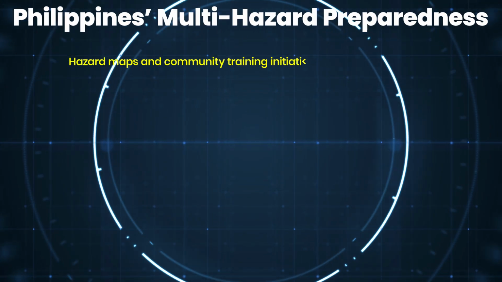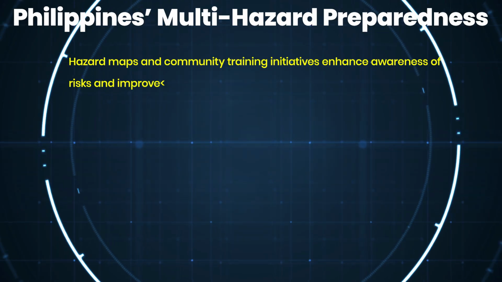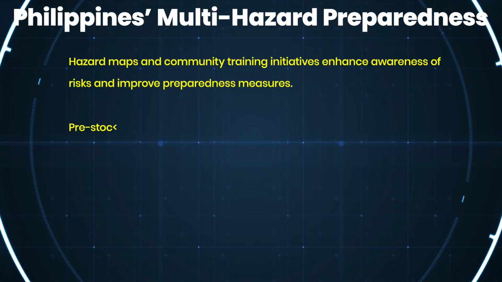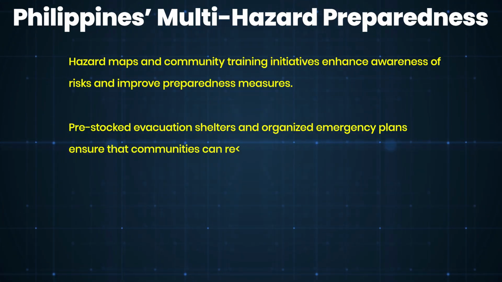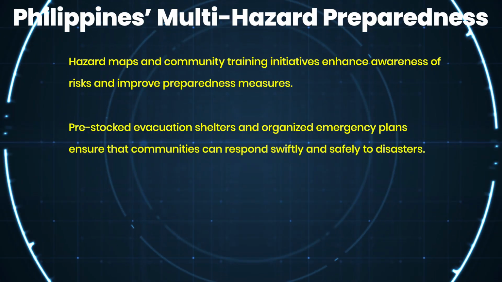Let us see the case of the Philippines' multi-hazard preparedness. The multi-hazard early warning system in the Philippines provides warnings for diverse hazards including typhoons, earthquakes and volcanic eruptions. Hazard maps and community training initiatives enhance awareness of risk and improve preparedness measures. Pre-stocked evacuation shelters and organized emergency plans ensure that communities can respond swiftly and safely during disasters.